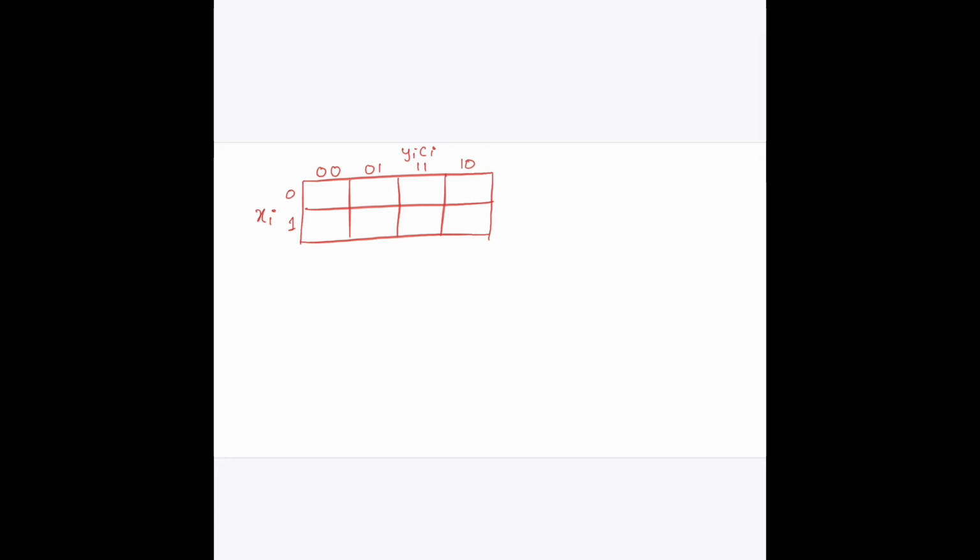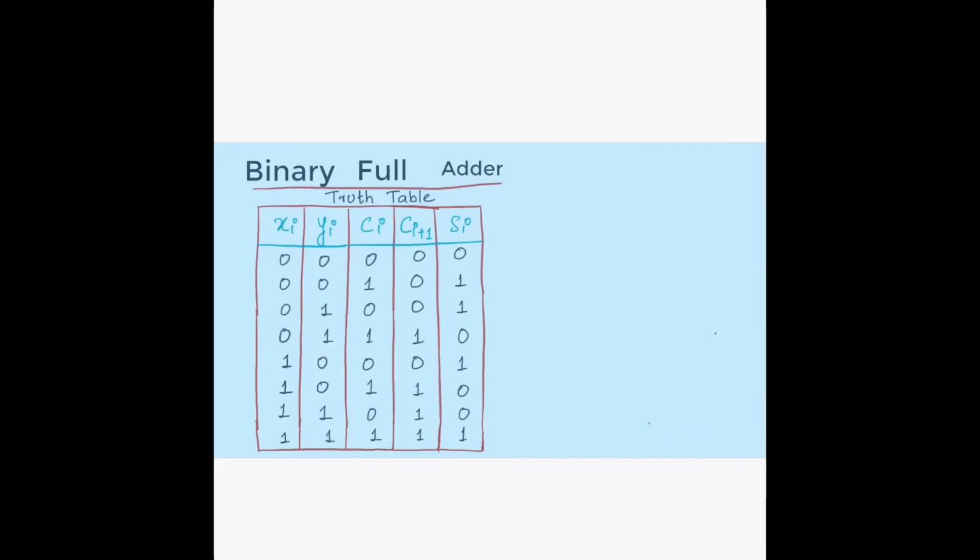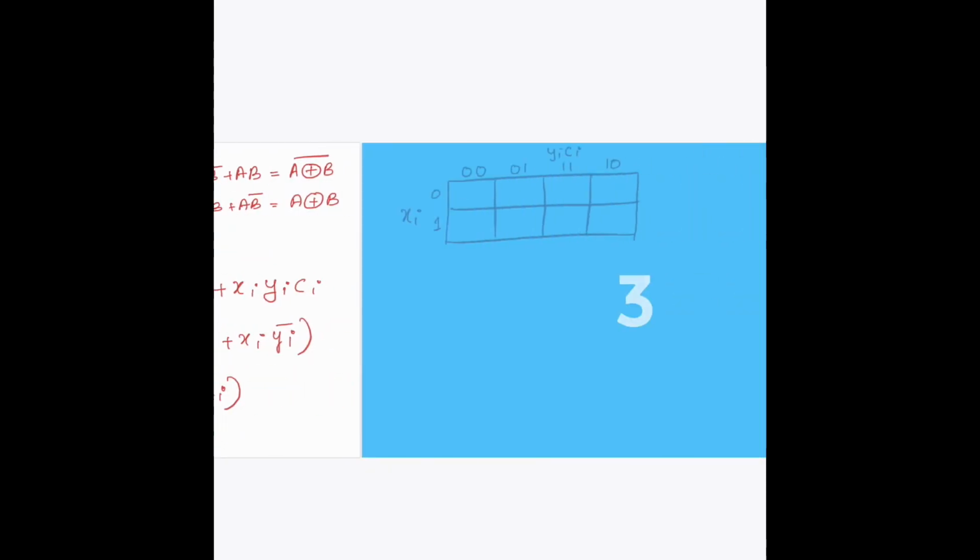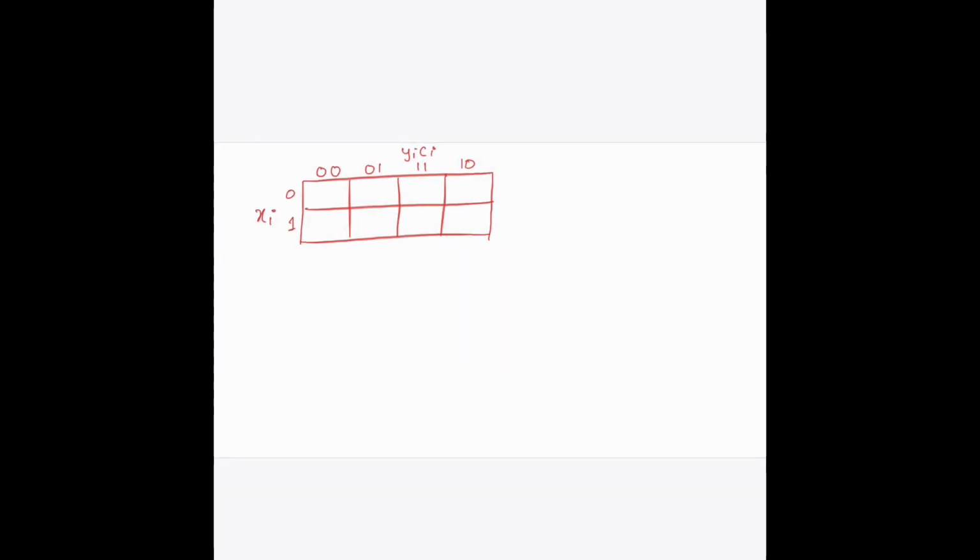So 0 0 0 in the truth table corresponds to value 0. So fill that value inside the K-map. So this will be equal to 0, then 0 0 1 it is 0, then 0 1 0 equal to 0, then 0 1 1 corresponds to 1. So in a similar way, fill all the cells. So this is how we obtain it.